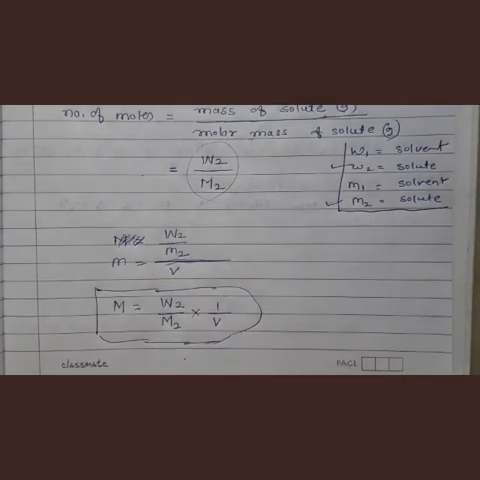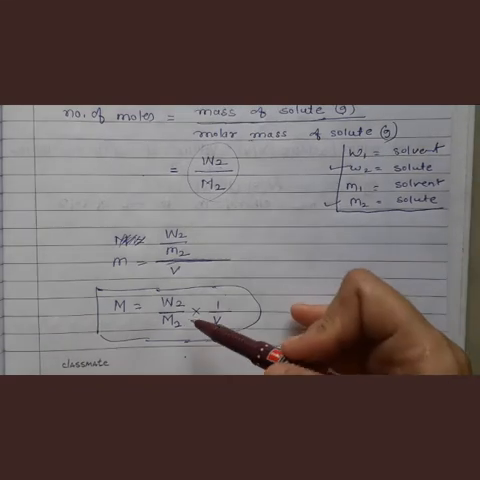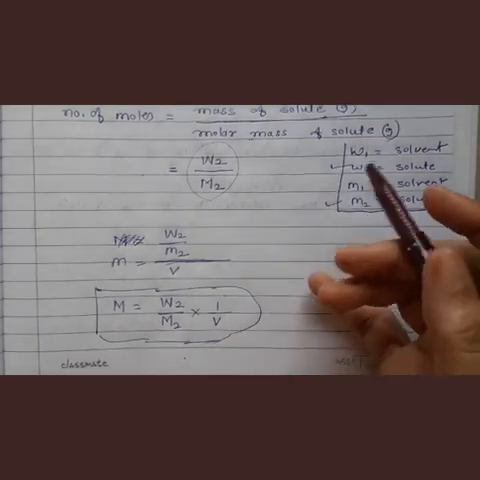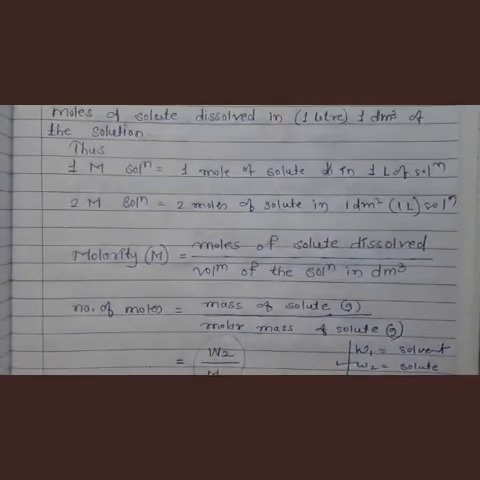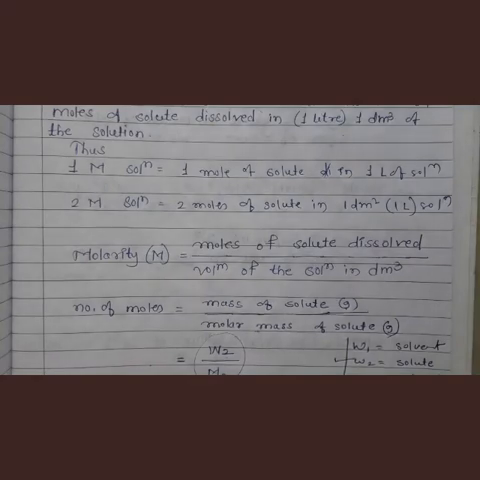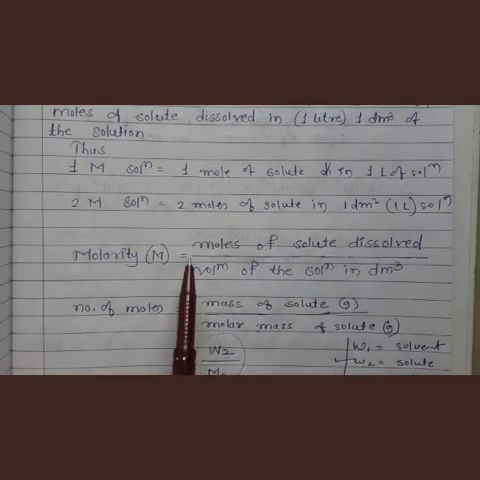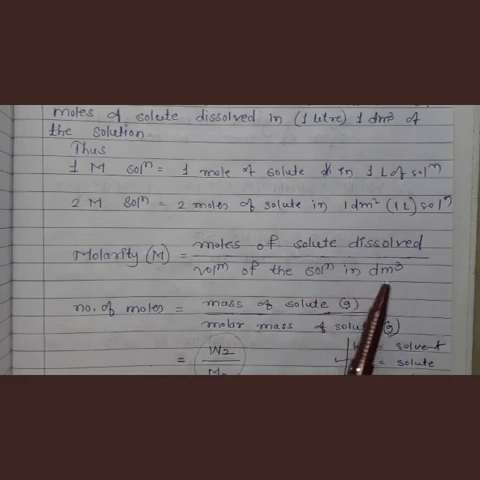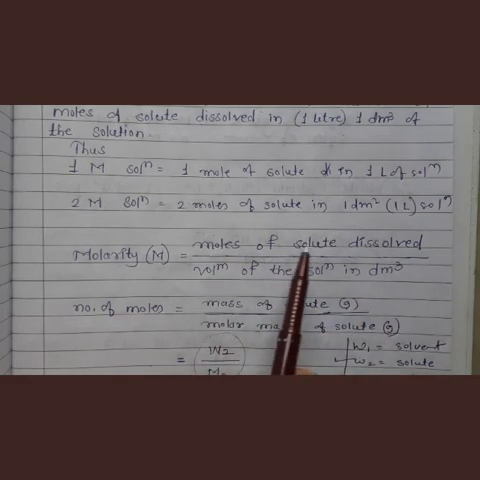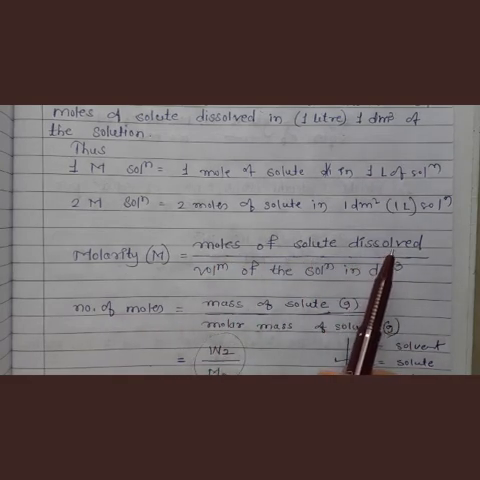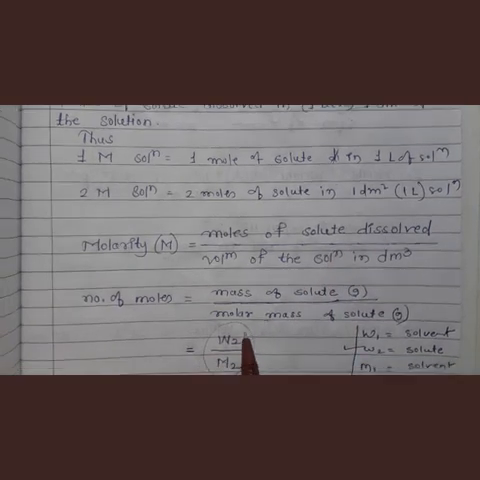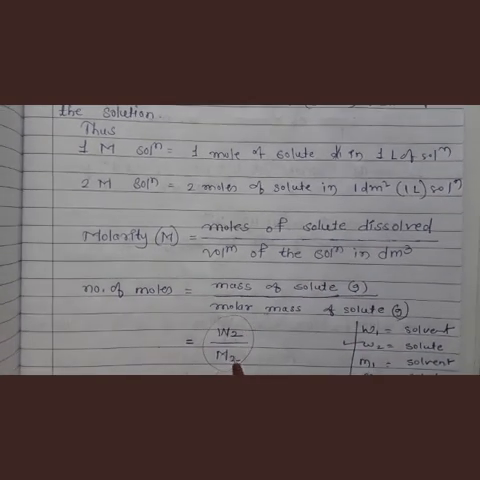Okay, and if in some cases number of moles are given directly, you need not find it by using the formula W2 upon M2. So in that case, this formula you will use: molarity is equal to number of moles of solute dissolved divided by volume of the solution in dm cube. If number of moles are not given, that time you have to find that by using this formula. Understand? So this was molarity.